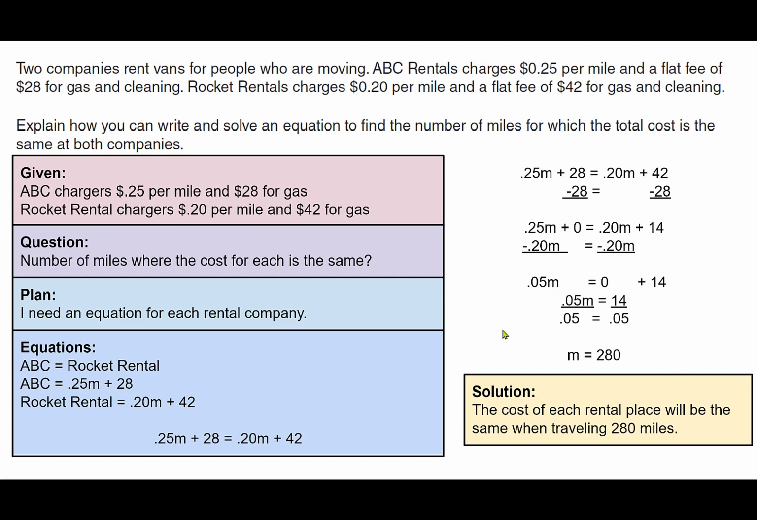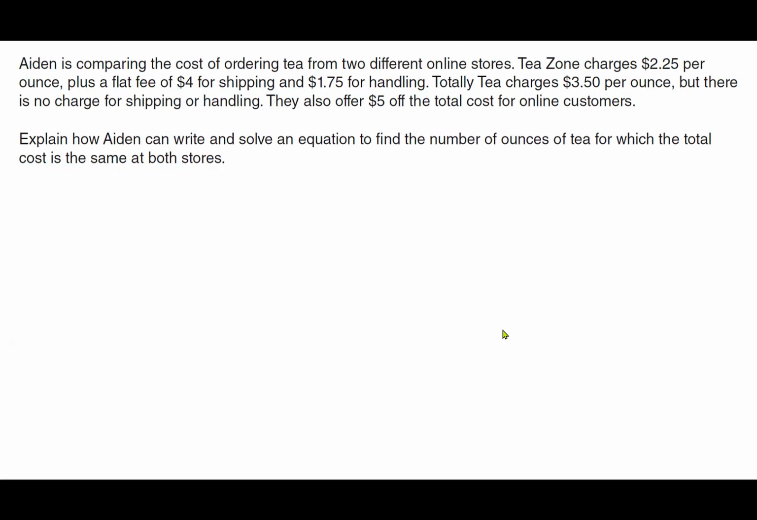The next two questions I'll go through a little bit quicker. So Aiden is comparing the cost of ordering tea from two different online stores. T-Zone charges $2.25 per ounce plus a flat fee of $4 for shipping, and then another fee, $1.75 for handling. Total Tea charges $3.50 per ounce, but there's no charge for shipping and handling. They also offer $5 off the total cost for online customers.